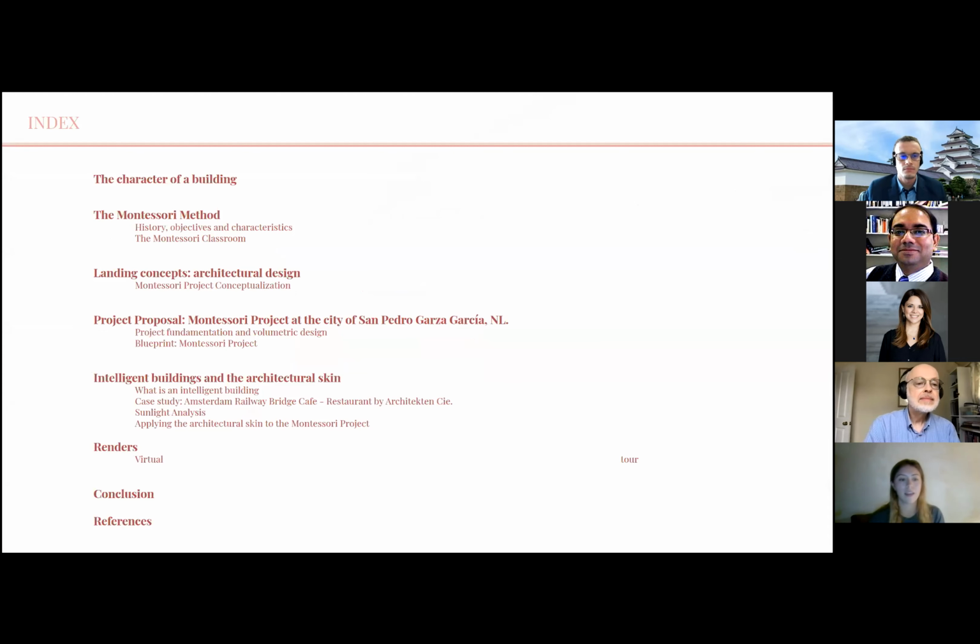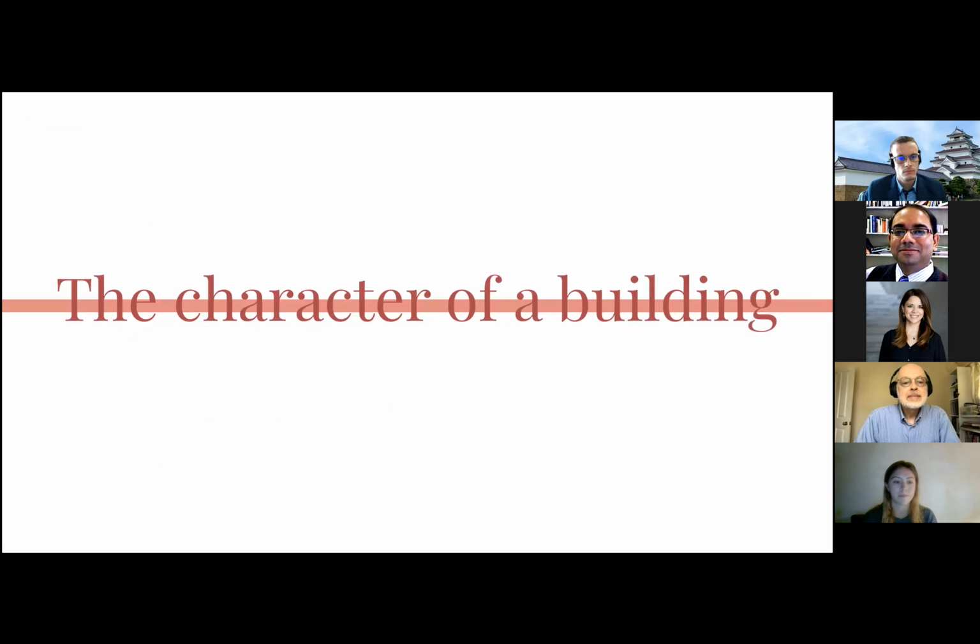To start, the index shows the topics I will be talking about throughout the presentation, and it includes the character of a building and the Montessori method. I will land this concept into my architectural design. Then I will explain the Montessori project in the city of San Pedro Garza Garcia in Nuevo León, Mexico. Then I will talk about intelligent buildings and the architectural skin, some renders, and finally some conclusions about the topic. First of all, I will talk about the character of a building.